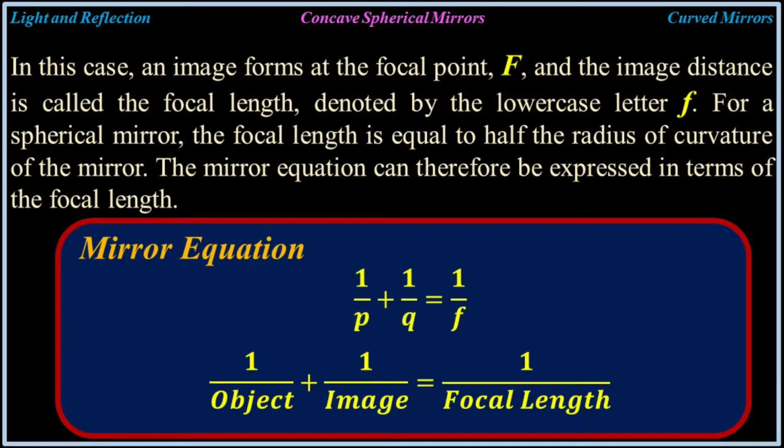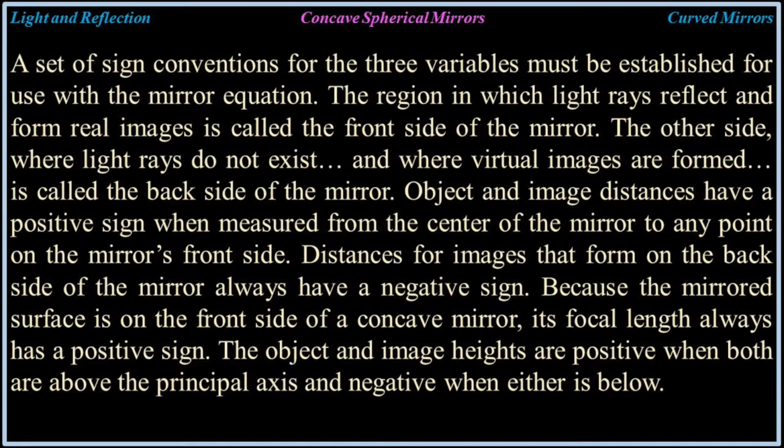In this case, an image forms at the focal point F, and the image distance is called the focal length, denoted by the lowercase f. For a spherical mirror, the focal length is equal to half the radius of curvature of the mirror. The mirror equation can therefore be expressed in terms of the focal length. The mirror equation is 1 over P plus 1 over Q equals 1 over F. 1 over the object plus 1 over the image equals 1 over the focal length.